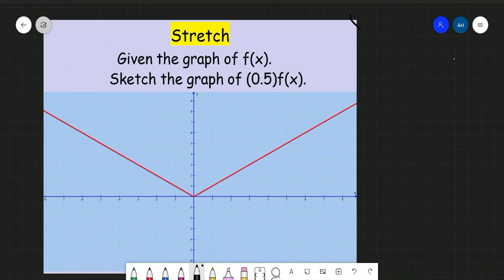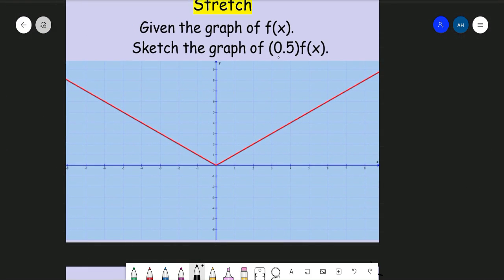All right, now in this example, we have 0.5 multiplied by f(x). 0.5 is less than 1. So this is 1 over 2. Therefore, we are going to have stretch. This graph will stretch. Now for example, let's say a point here (4, 4). This one, 0.5 is equal to 1 over 2, right? So the y component will have to be divided by 2. So 4 divided by 2 is equal to 2. So (4, 4) now becomes (4, 2), this point.